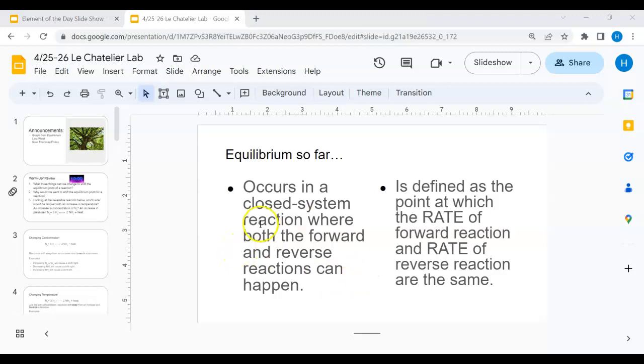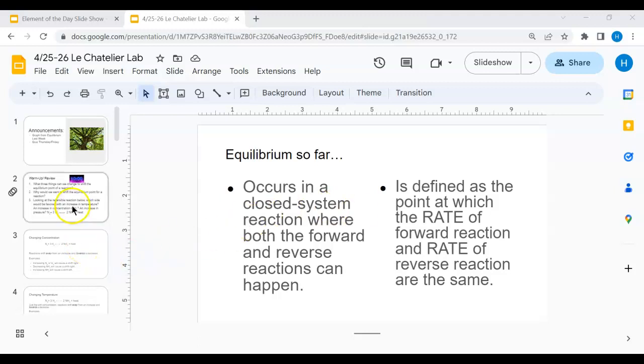So we do know so far that equilibrium has to occur in a closed system, and that it's the point at which the rate of the forward reaction and the rate of the reverse reaction are the same. However, that doesn't mean that we have the same amount of reactant and product. We can have 2/3 to 1/3 or 3/4 to 1/4, or quite a significant difference in amount.